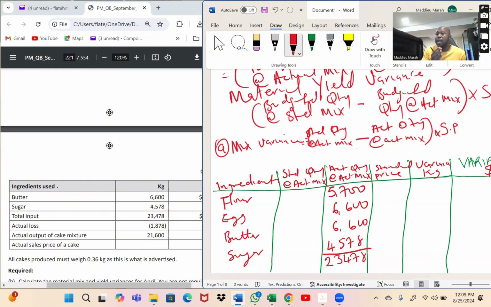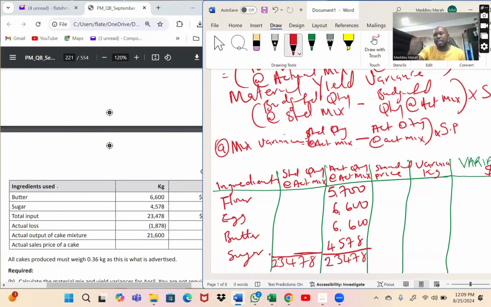Remember, the first formula also needs actual figures. So my second step will be my total for my actual quantity, actual mix, should be the same total as my standard quantity at actual mix. So the same total coming out, 23,478. This is my second step. Okay, so my first step is to get my actual figures. My second step is to bring the total to be equal. What's my third step? My third step now, I need my standard quantity at actual mix.